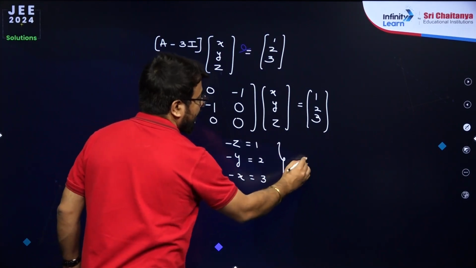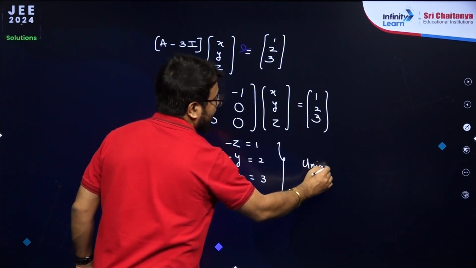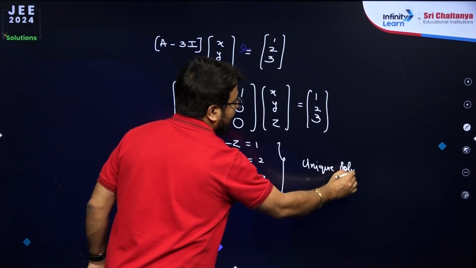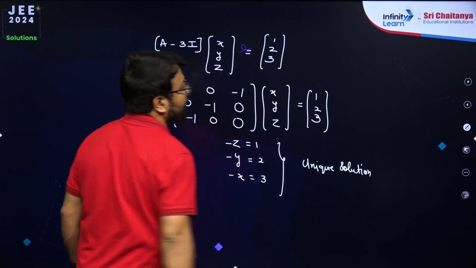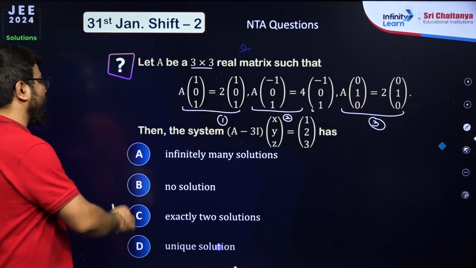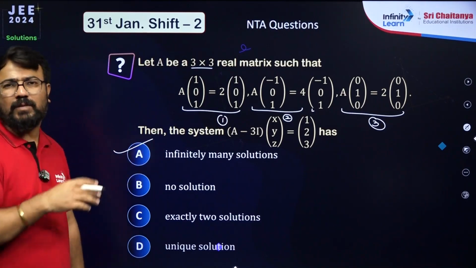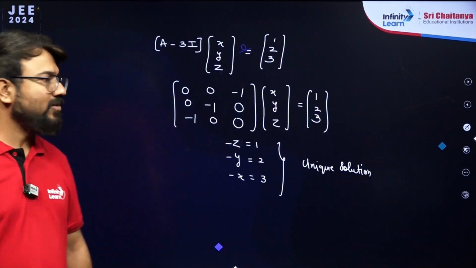In this way we are able to generate the unique solution, because we are getting only one value of xyz. So that is why it will be a unique solution. The unique solution is given in option A. That is why option A will be the final answer. I hope you understood this problem.